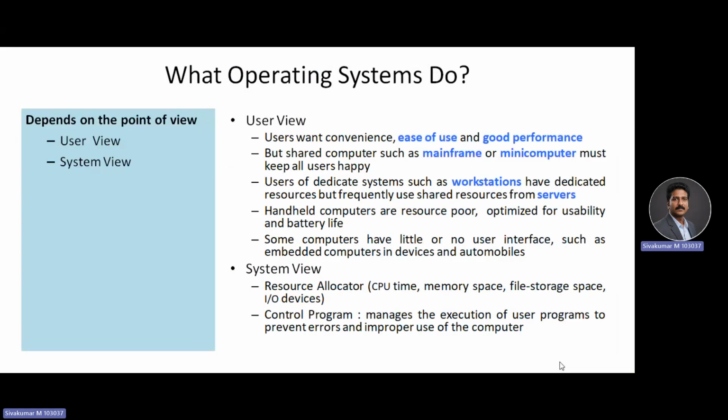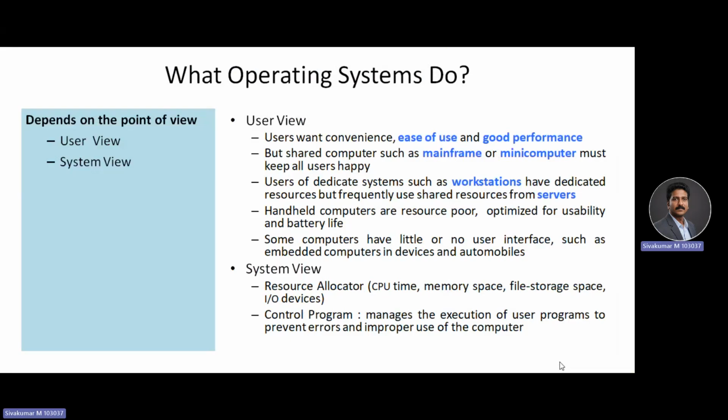So the operating system does different things under the user view. The user wants convenience, ease of use, and good performance. But shared computers such as mainframes or minicomputers must keep all users happy. The users of dedicated systems such as workstations have dedicated resources, but they frequently use shared resources from servers. Handheld computers are resource poor, optimized for usability and battery life. Some computers have little or no user interface, such as embedded computers in devices and automobiles.